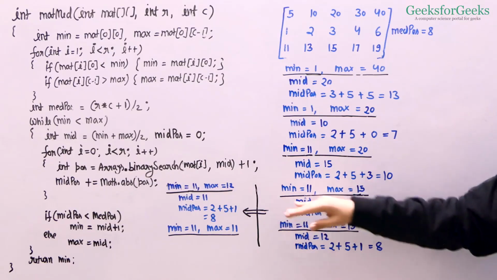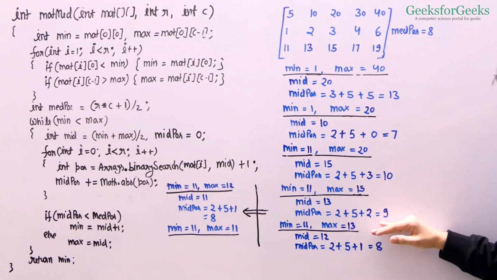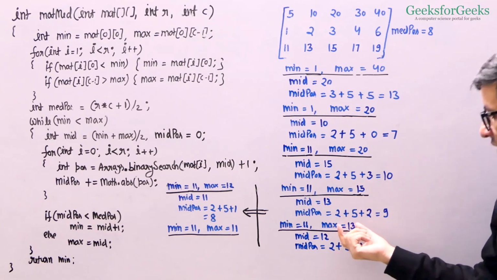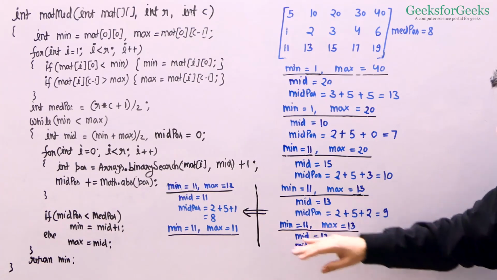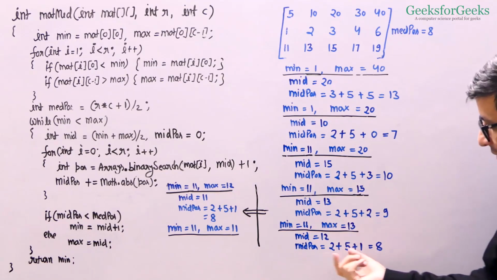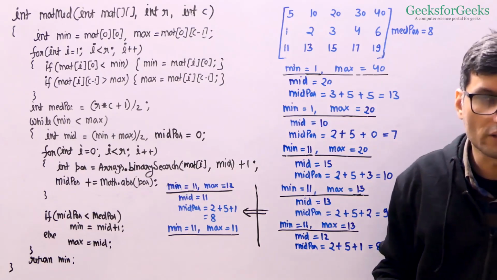We are going to compute the mid again, find the position by doing the binary search in every row, and we get the position as 9. Now this 9 is again greater, so we are going to update the max, and we are again going to find the mid equal to 12. Now you will notice that you found mid equal to 12 and its position matches with the desired position 8, but we do not stop our loop, right?